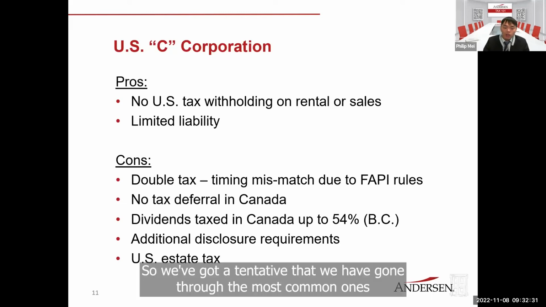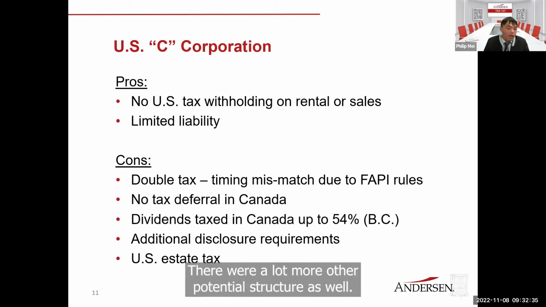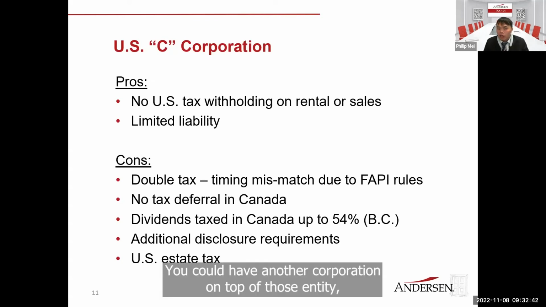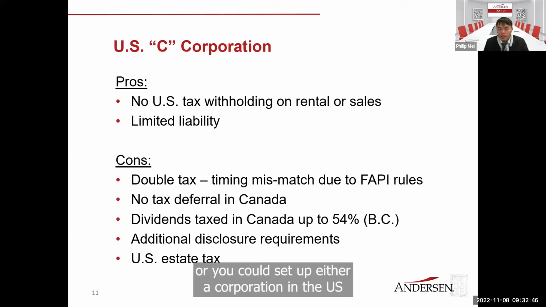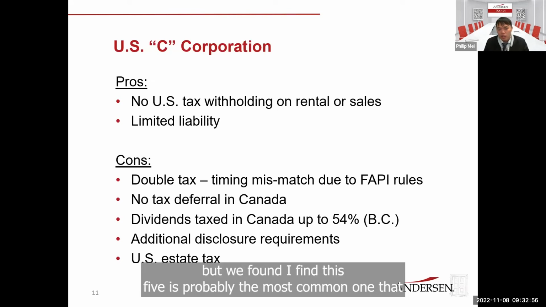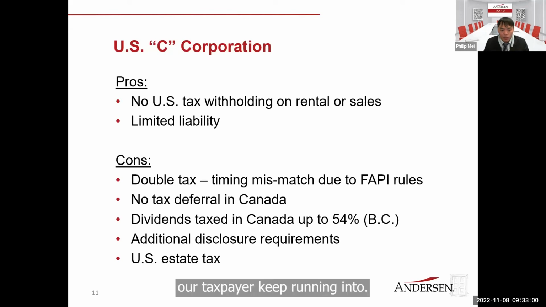So with all the alternatives that we have gone through, the most common ones, there were a lot of other potential structures as well. Even within these 5, there were different ways of structuring it. You could have another corporation on top of those entities, or you could set up either an S corporation in the US or some sort of limited liability or limited partnership. There were a lot of different structures, but we find these 5 are probably the most common ones that our taxpayers keep running into.